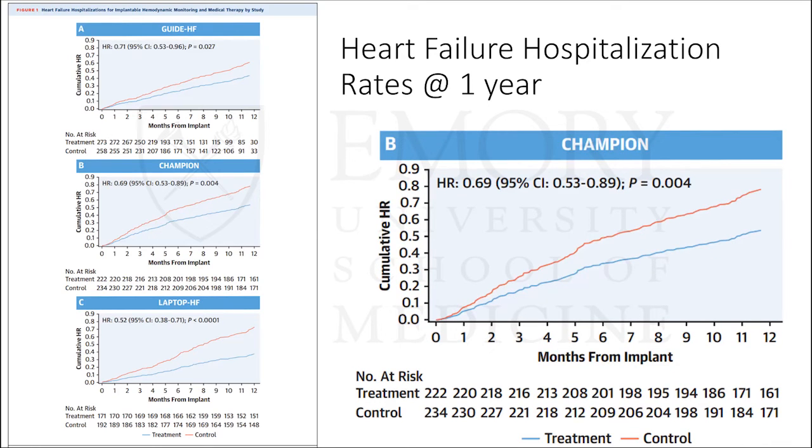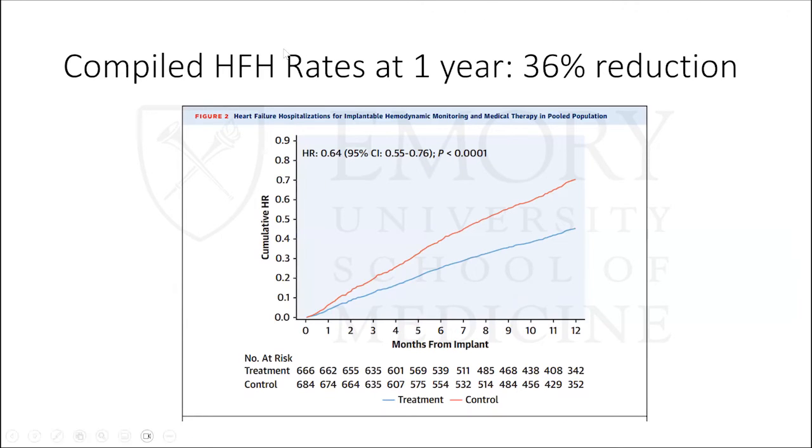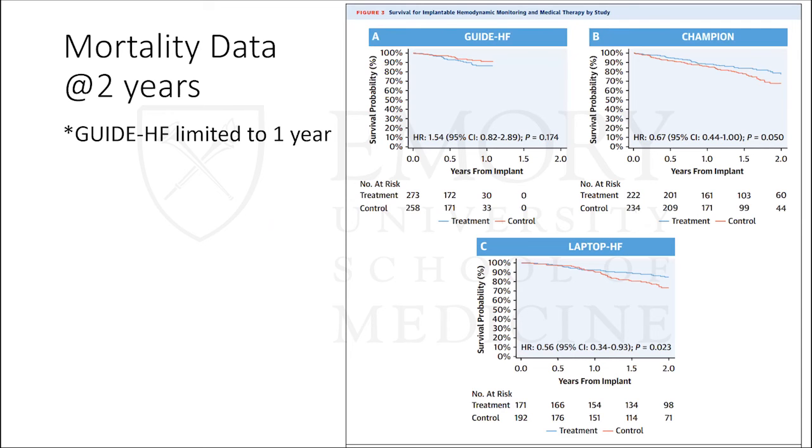With CHAMPION, which was a bit larger study, the significance was even greater at 31%. And then LAPTOP-HF actually was the most significant of all of them, but of course stopped early. Now, when they compiled these results, they received a curve that looked like this. You can see separation starting pretty early on at 1 month from implant, that reached a total significance of 36% reduction in heart failure hospitalizations at 1 year. So I thought it was impressive.